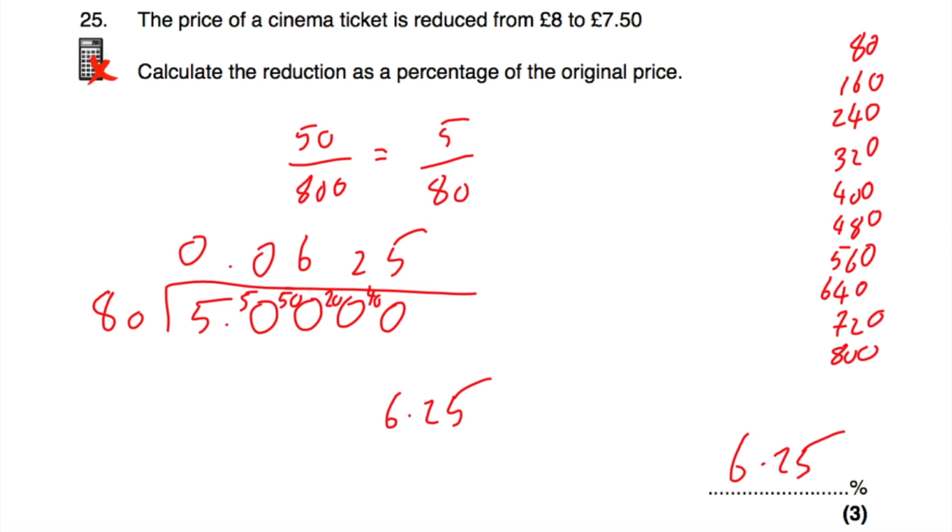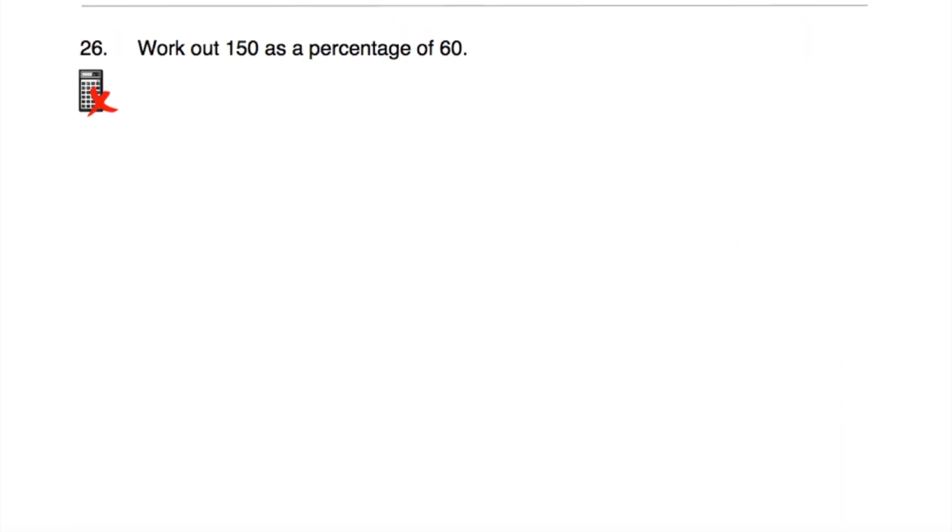Okay, let's look at our next question, question number 26. We've been asked to work out 150 as a percentage of 600. Sometimes whenever we're expressing as a percentage, the percentage can be bigger than 100%. Because what we're expressing is bigger than what we're expressing it as a percentage of, it's going to be bigger than 100%. So let's do that. Let's write it as a fraction, 150 out of 600.